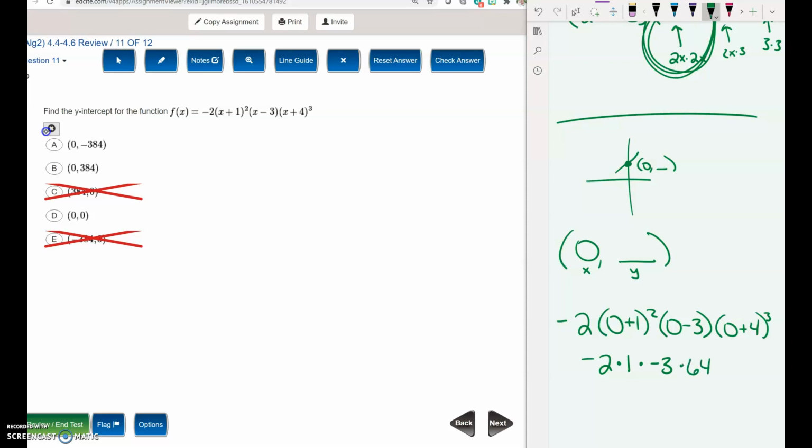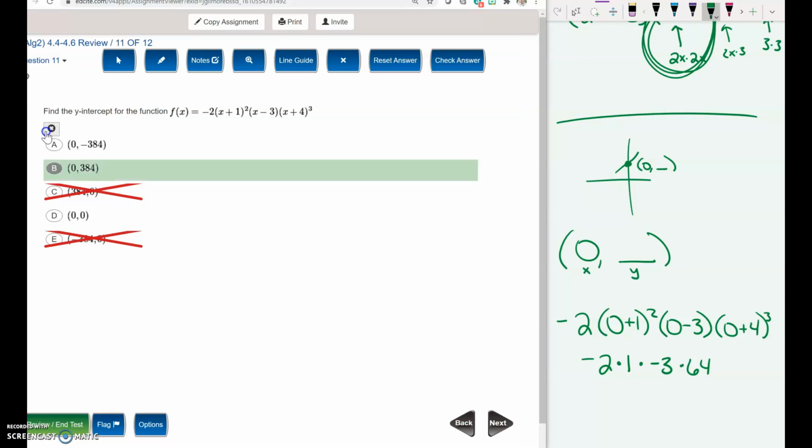So we have -2 times 1 times -3 times 64. Honestly, if you want to do the least amount of work possible and not use your calculator, you might notice that there's a negative times a negative, so it's going to be a positive something that is not 0. That means it's going to be 0, 384. If you want to take the time to actually plug this into your calculator, you would also see that the answer is 384. So we have 0 as the x value and 384 as the y value.